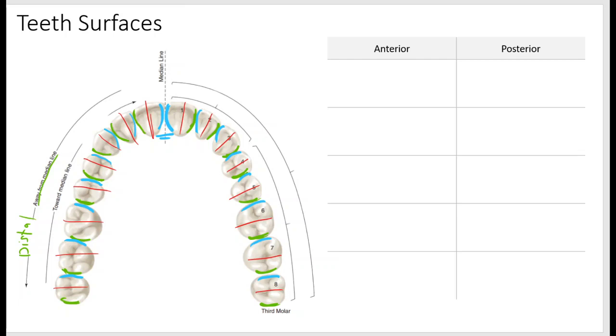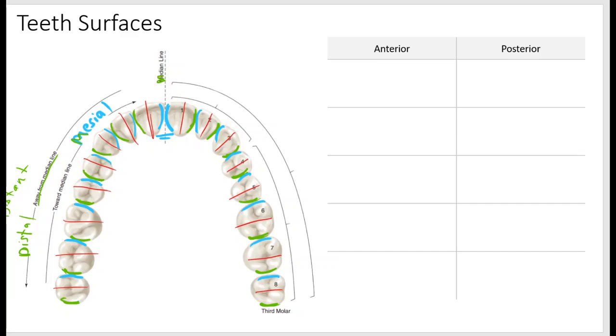Okay, so that is the mesial. We don't call it medial on the teeth, we call it mesial. It is towards the midline, right? And to remember it, M is midline and D is distant from the midline, so distal. So mesial and distal. Okay.